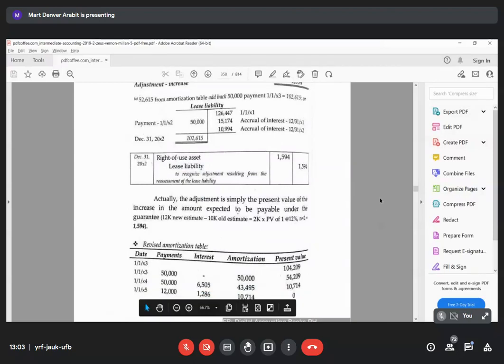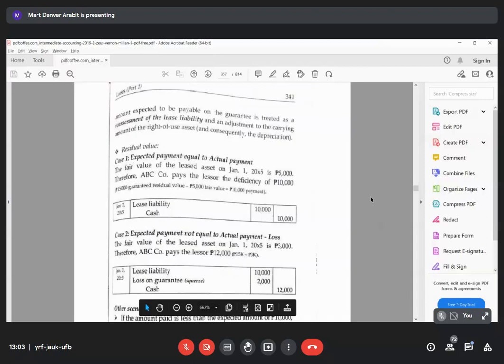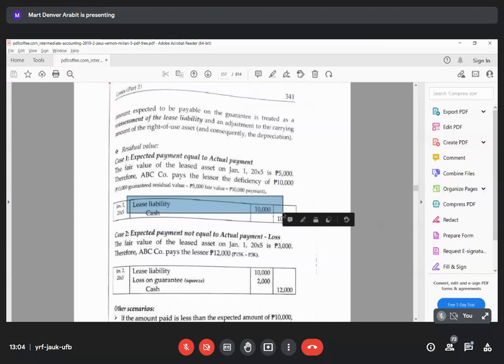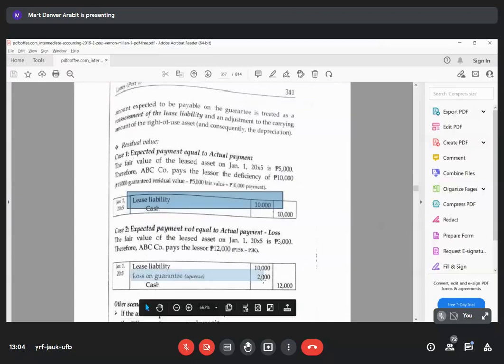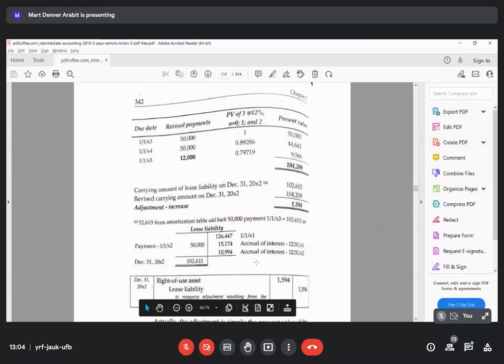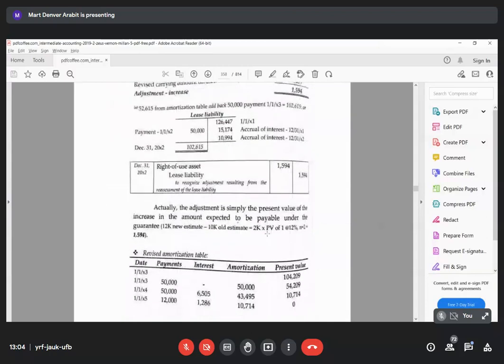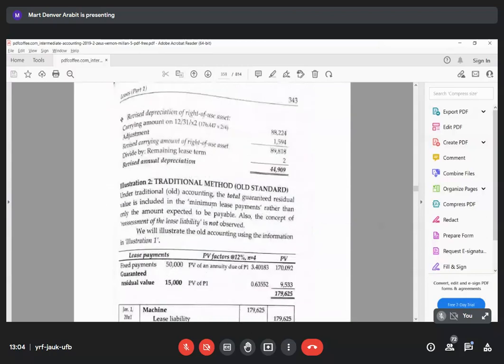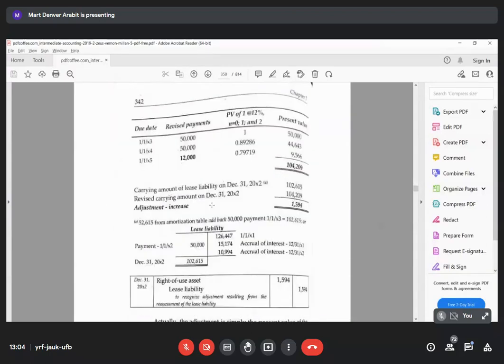Because otherwise, we will get stuck in this entry of ours, 10,000. So, until here is only what we can pay. Then, the rest will be charged to P&L, which is not right. That is not what is in the contract since there is a reassessment. So, if there is a reassessment, there is a potential change in the contract.